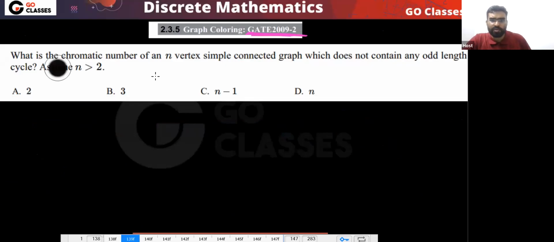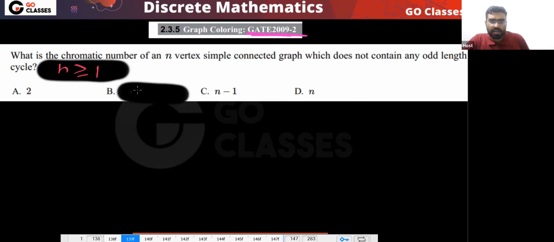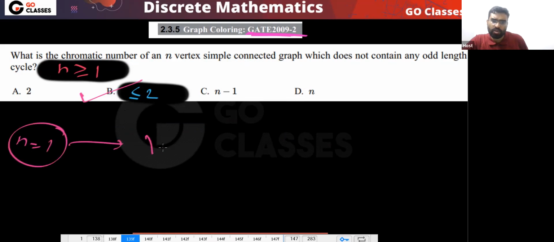Okay, in this same question, if I remove this, and if I say n is greater than or equal to 1, then remember the answer will be at most 2. Then for this question, let's assume options are like this. Then the answer will be option B, because if you have n equal to 1, then the chromatic number will be simply 1. Okay, so this is the idea.